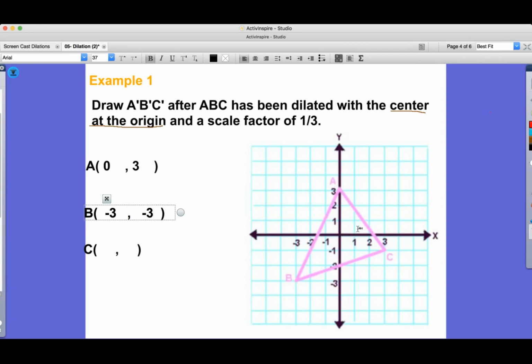The last coordinate here, we're going to go 1, 2, 3 units to the right, and then 1 unit down. So here we have positive 3 and negative 1.